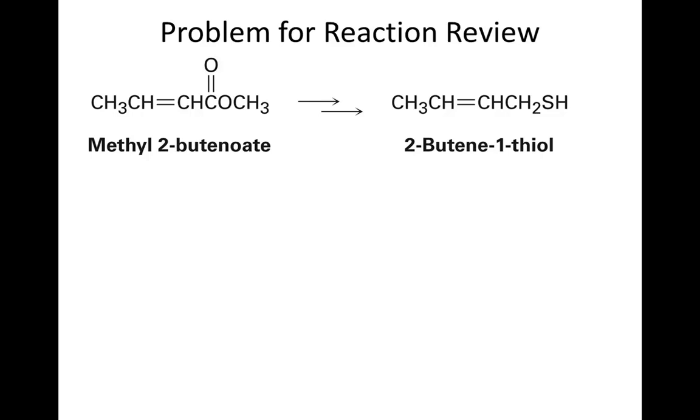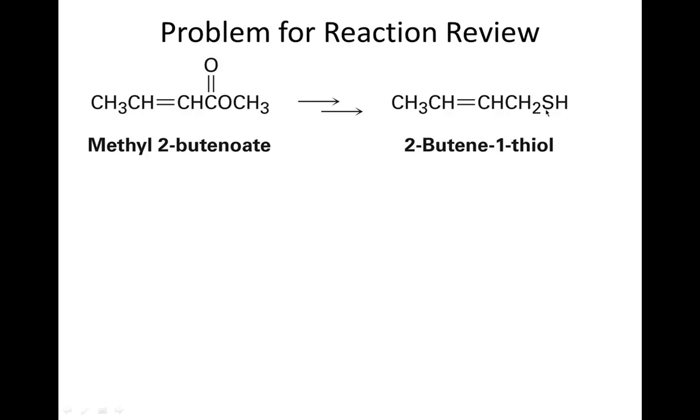So here's a little bit of review. Let's say that you have this molecule and you want to make this molecule. And you see what we need to do here is we need to change this functional group, which is an ester, into this group. You notice we still need the carbon, and we need to swap out some oxygens and get this sulfur in here.